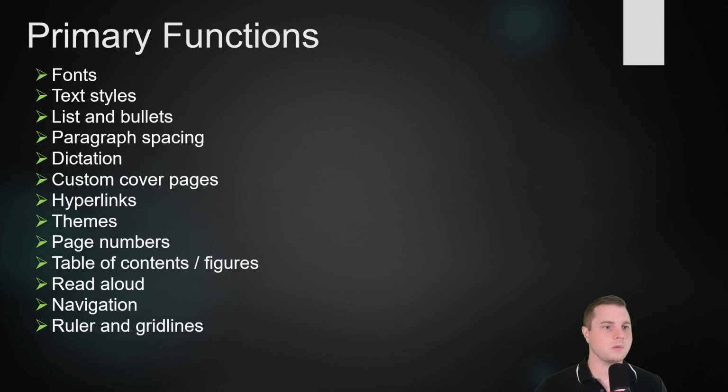Okay. So the primary functions that we want to cover and make sure that you're fluent with are the things that I use all the time, especially since I'm going through a schooling curriculum like I am now. These are the things that we use a lot. So fonts, text styles, lists and bullets, paragraph spacing, dictation, custom cover pages, hyperlinks, themes, page numbers, tables of contents and figures, read aloud, navigation, and ruler and grid lines. So those are the basic things.